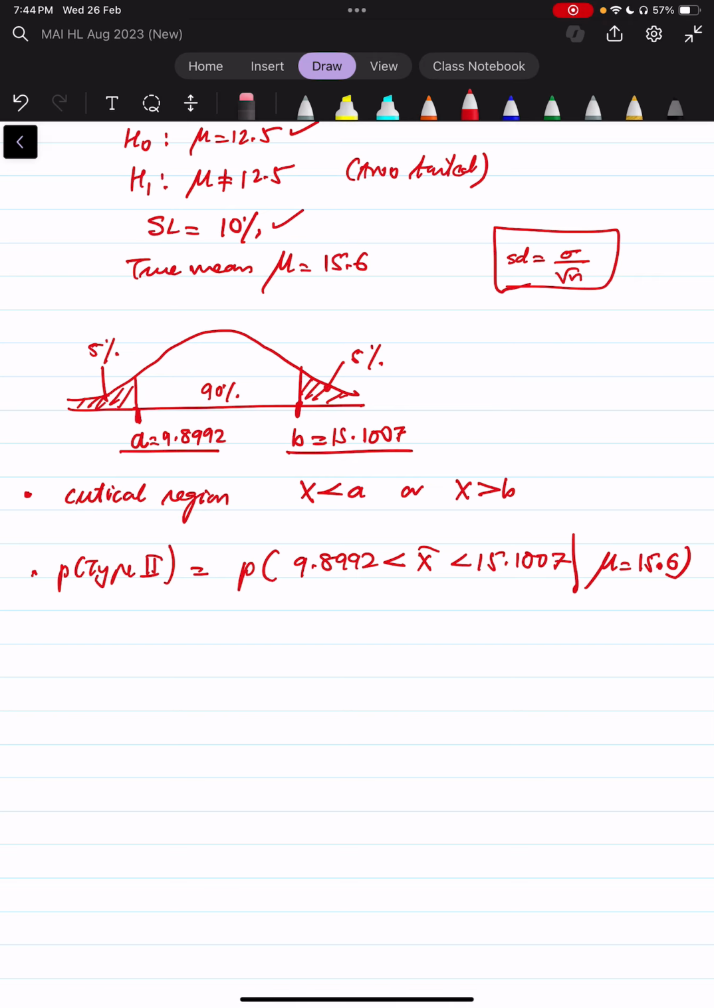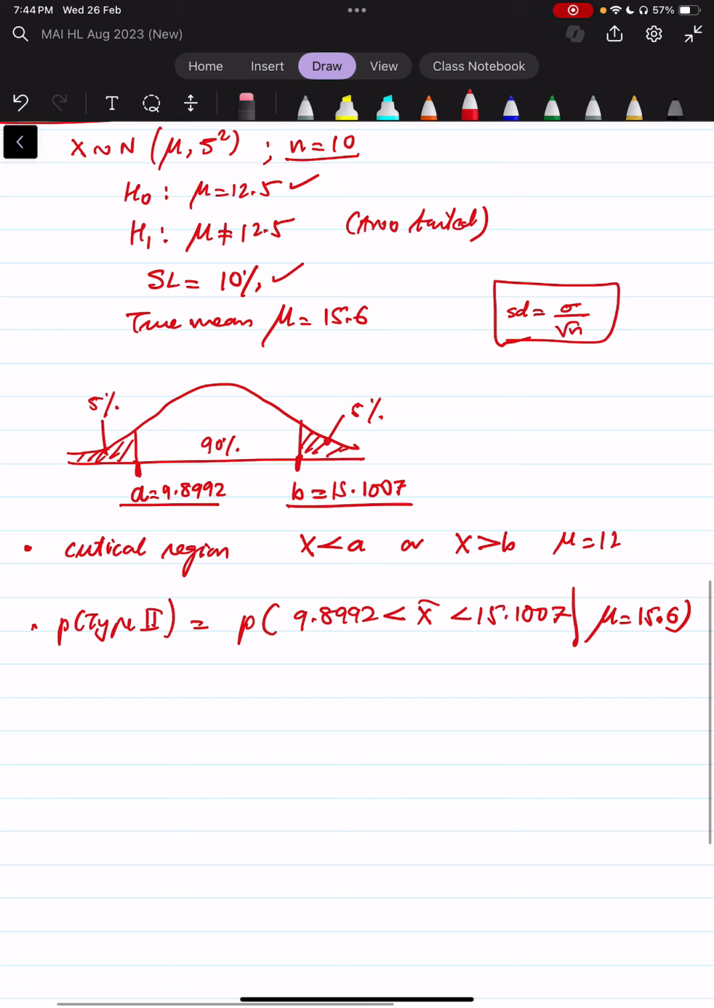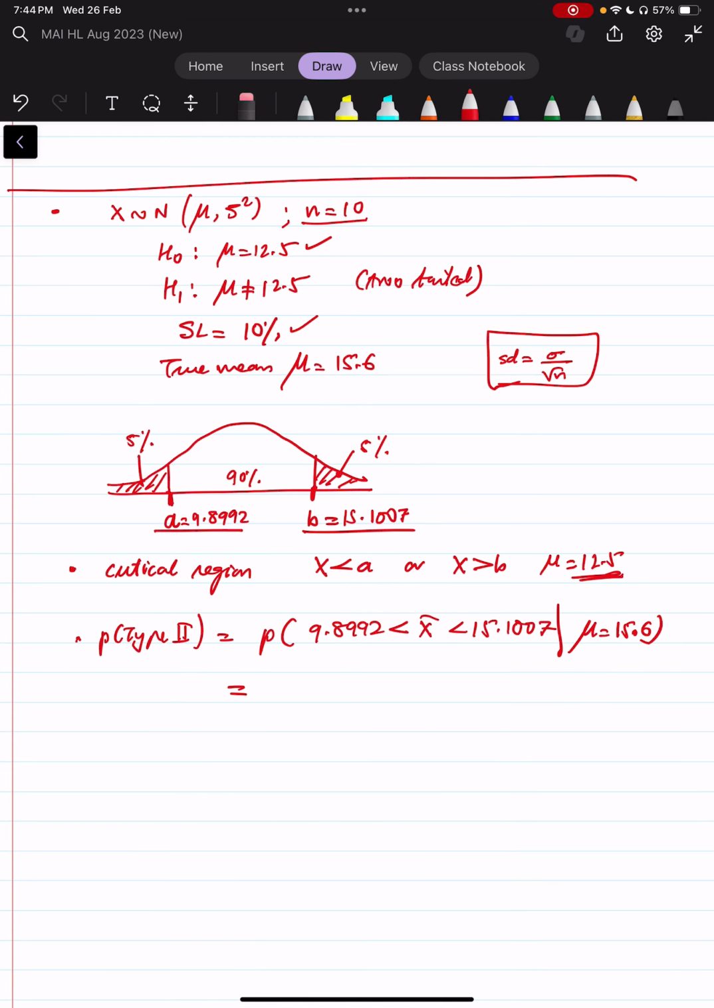Now you don't use that. So for first part, we use mean as 12.5. Correct? And for the second part, you have to use mean as 15.6 and get the probability of the white portion. Okay, so you do that. So you go to distribution, normal, NCD, lower limit 9.8992, upper limit 15.1007, standard deviation, and mean will be 15.6, and you get your answer 0.376.